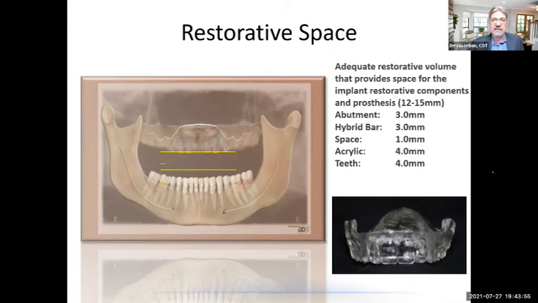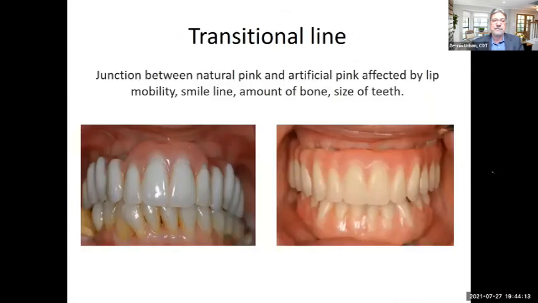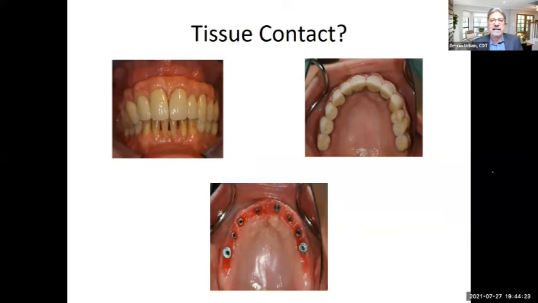I was just talking to a dentist recently. He said, "Dennis, I stopped doing these types of cases because I have teeth breaking off and acrylic breaking off." And we went through the protocol, and it was because a lot of these things were done with less than 2 millimeters of space here, and you can't really utilize that and have a successful case. And the transition line, the junction between natural pink and artificial pink, is affected by lip mobility, smile line, the amount of bone, and the size of the teeth. And then tissue contact.